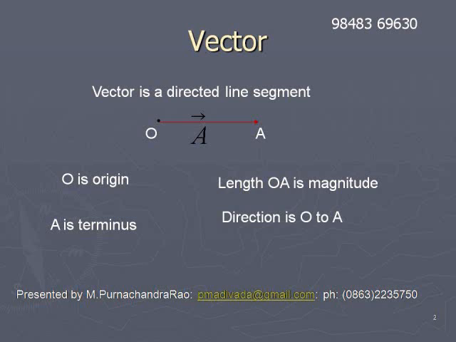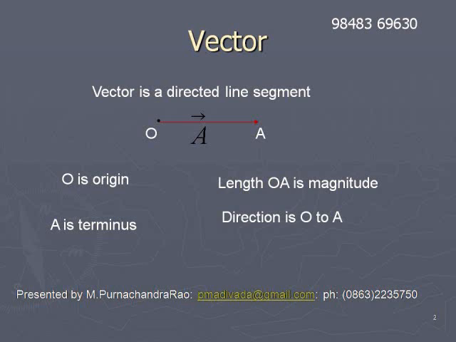O is known as the origin or the tail of the vector, and A is the head or terminus of the vector. O is origin, A is terminus. O is tail, A is head of the vector. The length of the line segment OA is called the magnitude of the vector.